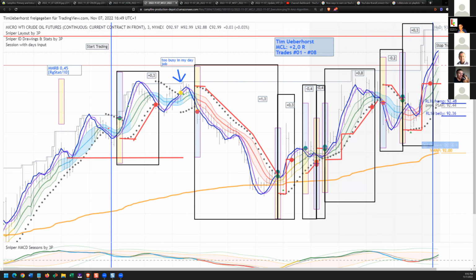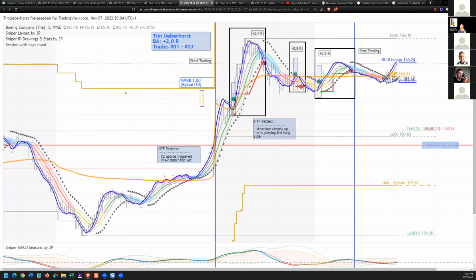I think both of those are fine because you restricted the loss to 0.4, and it could have gone large, and then you keep firing. You got paid, got paid, got paid. So that's a pretty good 2R day. Here's Boeing. Gets paid nicely. A quick loss, and then the reversal recovers that, so you're up 2. Very nice work.